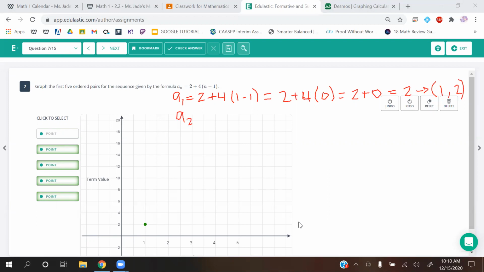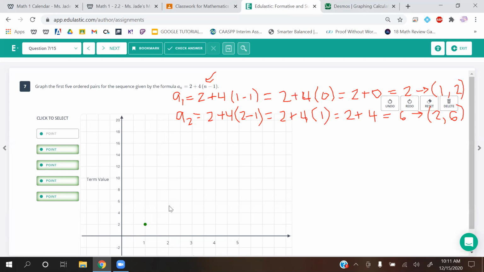Okay. So the second point, I'm going to plug in 2 for n. 2 plus 4, 2 minus 1. Literally just following this equation, except I'm just plugging in something for n. So if I want the second point, I plug in 2. All right, and then we're gonna simplify this. So 2 minus 1 is 1. And then that's going to be 2 plus 4 times 1 is 4. So 2 plus 4 is 6. That means for the second point, I'll have 2 comma representing the second point, the second term, and the term is 6. So 2 comma 6. I'm gonna take the point and go 2, and then 6. There we go.